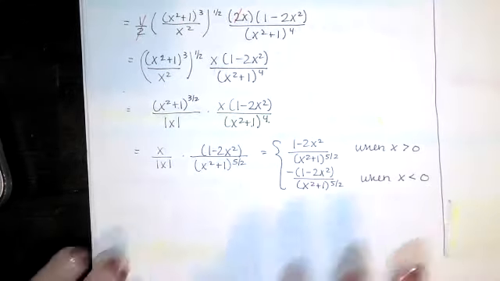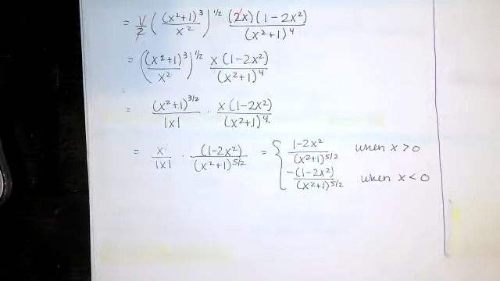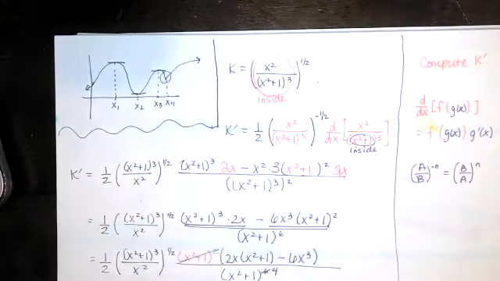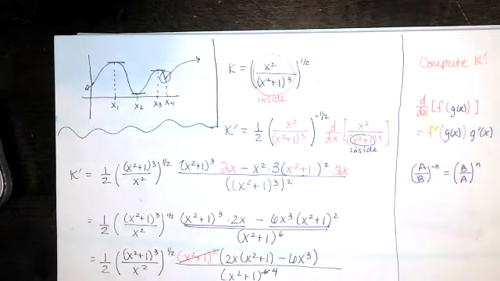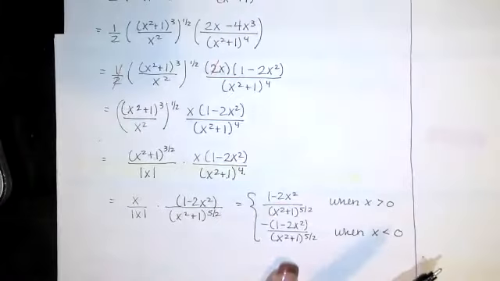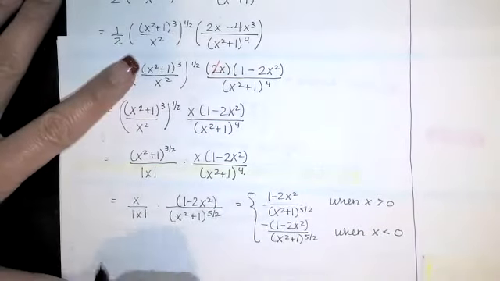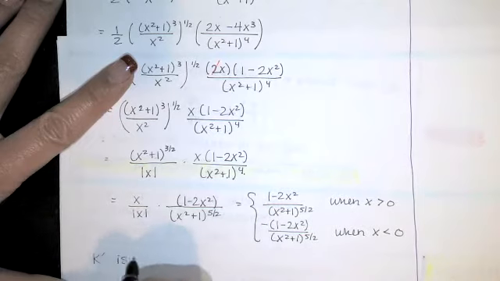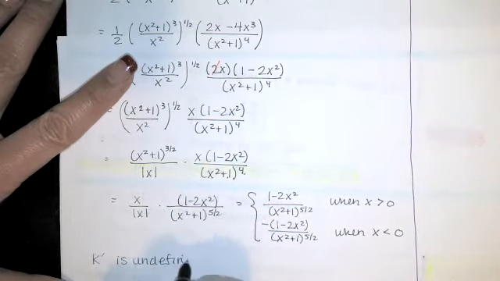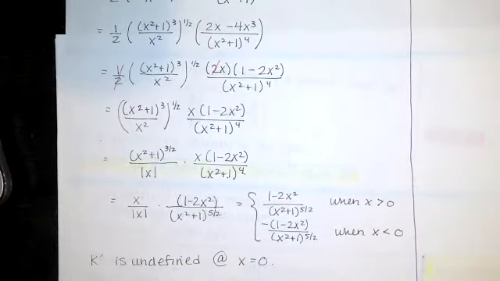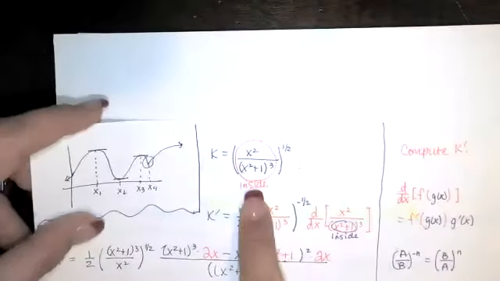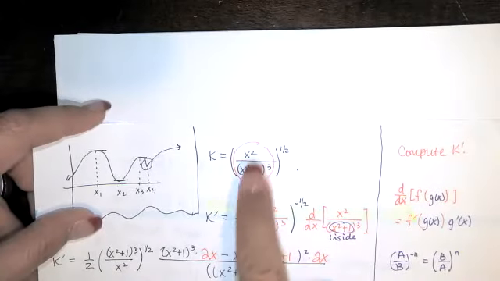Okay, so now we want to optimize this Calc 1 style. That means we need to figure out where k prime is undefined. We know x equals 0 is one issue. And we also need to find out where k prime is equal to 0. So let's say that k prime is undefined at x equals 0. So that is one critical value, provided that x equals 0 is in the domain of the original function. And it is. This is well defined at x equals 0. We just end up with 0 over 1, which is 1.